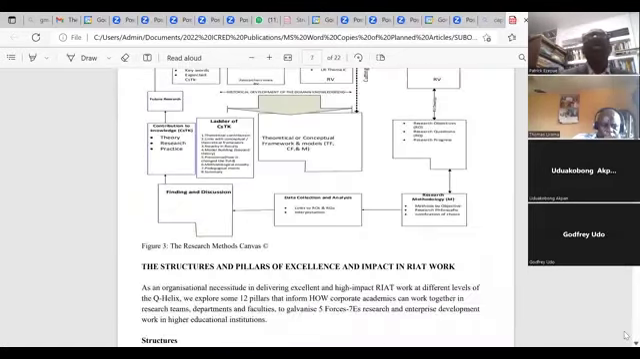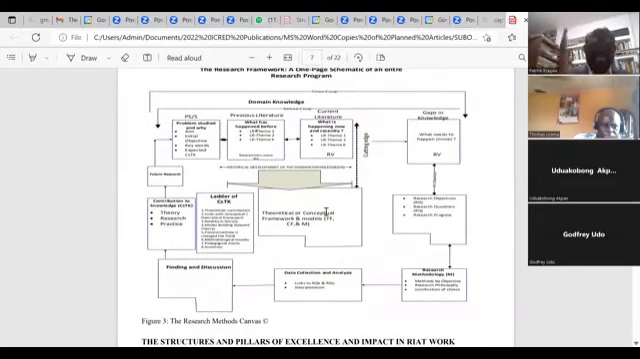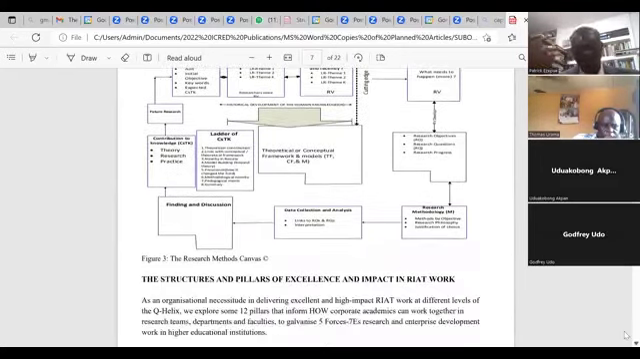But let me go to the instruments. Even this research methods canvas is in this paper. It's exactly in this paper. Because I wanted to use this paper to do more stuff, so I put every instrument there. Because it's for me.